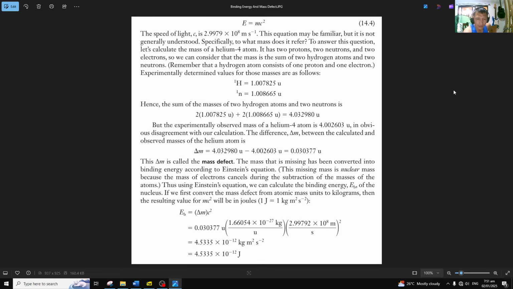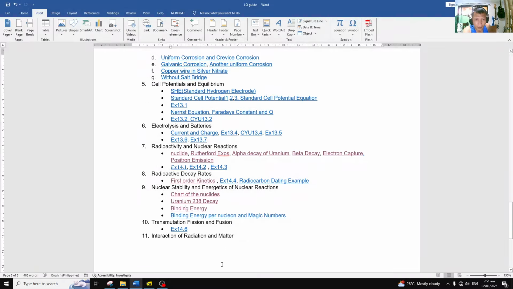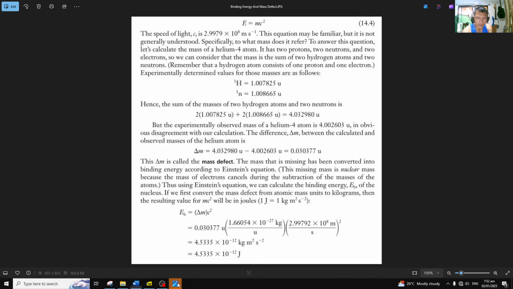Binding energy, mass defect. This will help us with problems. Okay, and the last one is nuclear stability: binding energy per nucleon and mass number.